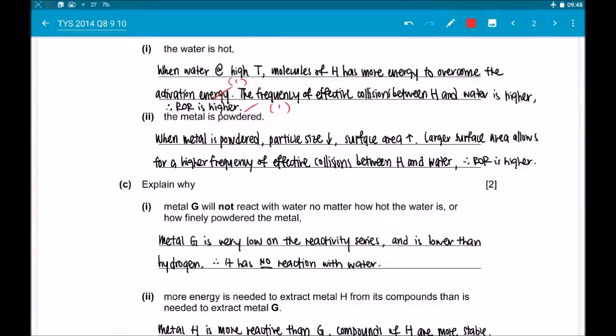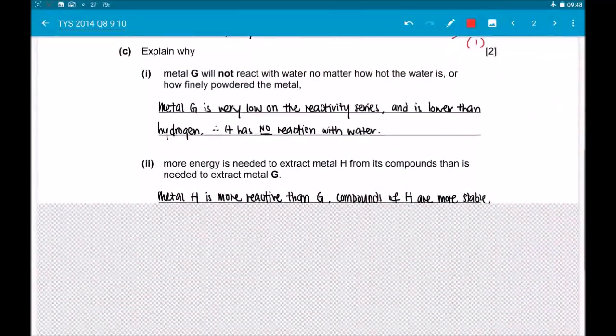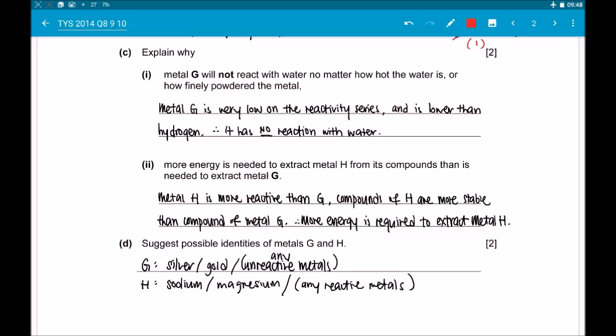So the other 2 marks for B part 2, first of all, we have to talk about how the particle size decreases and the surface area increases when the metal is powdered. So that will be 1 mark. And then the second mark will go to the higher frequency of effective collision and thus the higher rate of reaction.